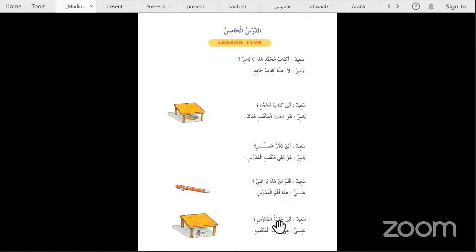Sa'id: Aina hakibatul mudarrisi. Where is the bag of the teacher? Bag is feminine because hakibatun is the mudaf. So that governs whether the pronoun which we use is going to be huwa or hiya. So always the mudaf determines whether we use huwa or hiya. So hakibatun is feminine, we use hiya. Taht al-maktab. It is underneath the desk.